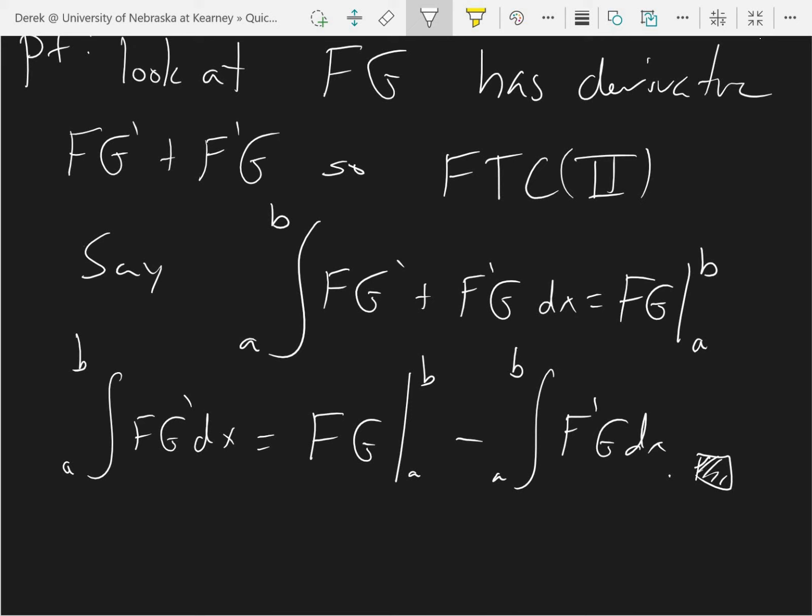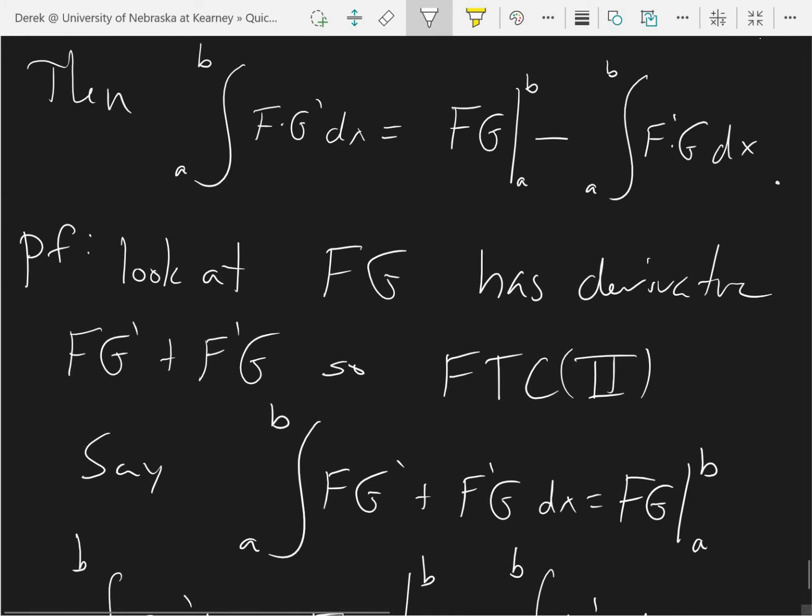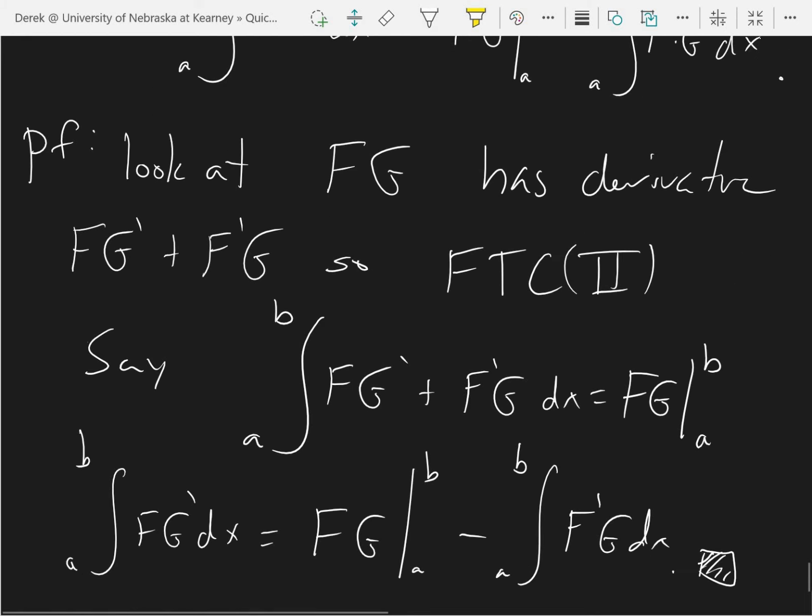Okay, so that's the last of the integration stuff I want to actually prove. We'll go through and work a few exercises in the next couple days.